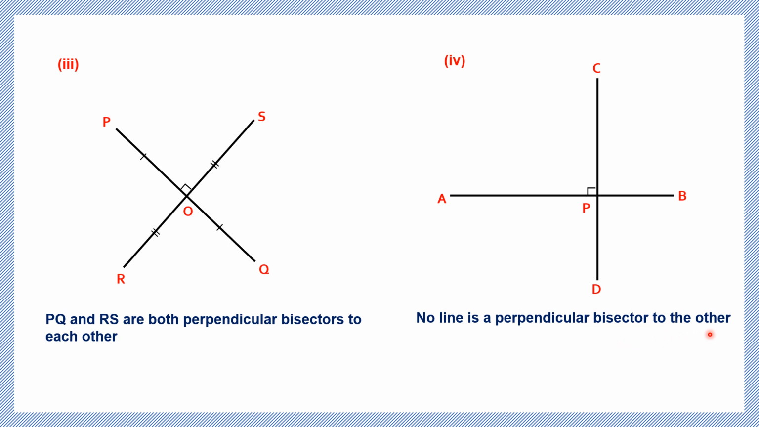Remember, if they're perpendicular bisectors, they should pass exactly through the middle. But this is somewhere else. The middle is here somewhere, isn't it? So it should have passed through the middle. But this is somewhere else. So no perpendicular bisector here.